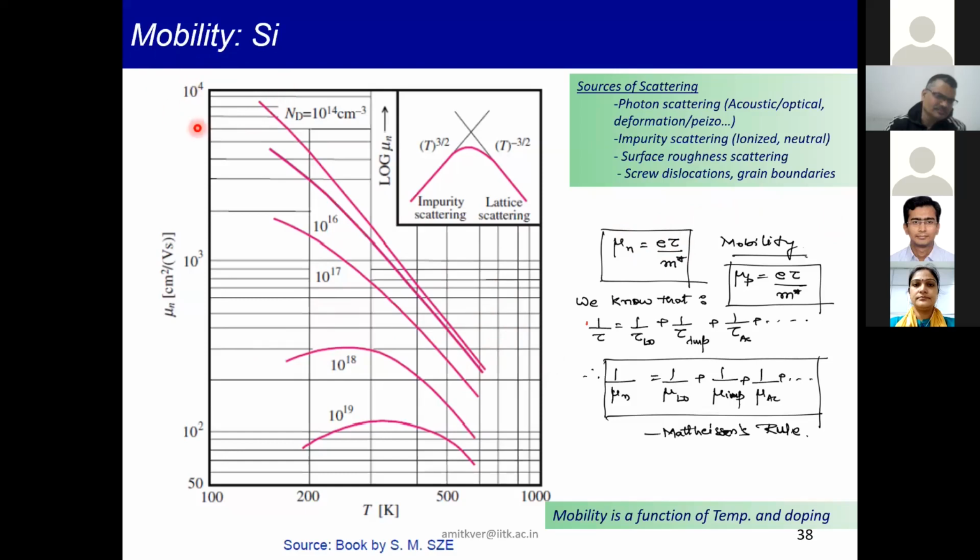So one way, if you want very high performance out of your device, is of course to cool the device so that you can get very high mobilities. That is sometimes done in some specific applications.